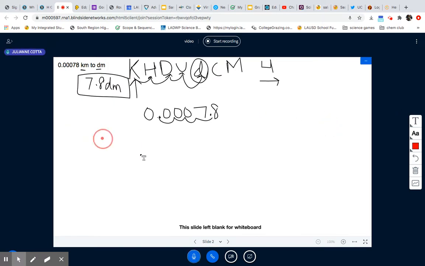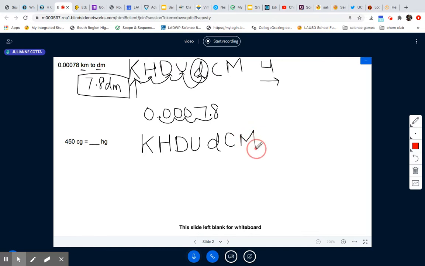Second question I'm going to do is 450 centigrams. Centigrade's a word too, equals how many hectograms? I'll type it a little bit different so you can see the equals. Okay, so same thing. I want to write my memory tool. K, king, starting for kilo, Henry for hecta, D for deca, U for whatever unit it is, D for deci, C for centi, and M for milli.